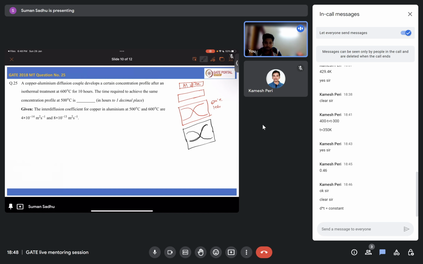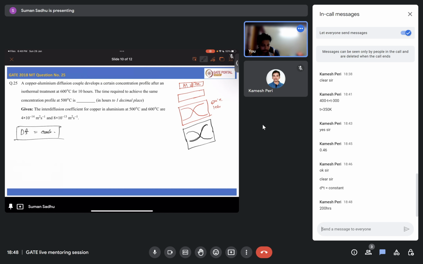So for this, there is a simple relation: Dt, where D is diffusivity and time, is basically constant. You can also visualize this from Fick's second law, that is del c by del t is equal to D into del square c by del x square, right? The assumption is that D is not dependent on the concentration. That's why I kept the D outside.